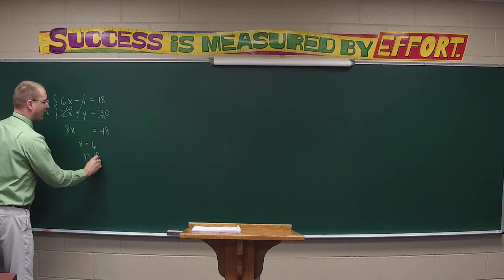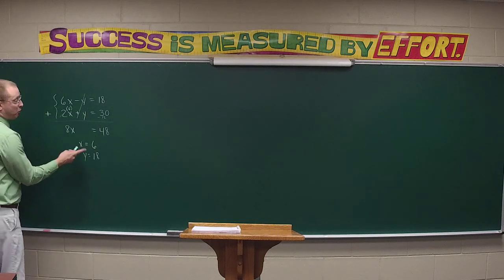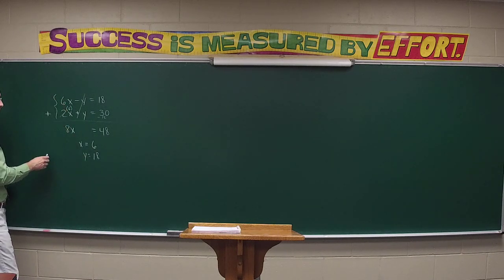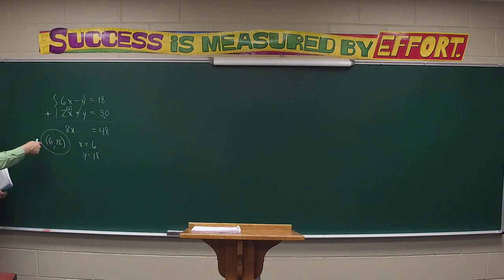Aren't you glad you didn't have to graph this? Because where would these two lines intersect, class? 6, 18. That's the point of intersection. But I did it all without graphing. Did a lot faster and didn't have to have a massive, large graph grid in order to get all the way out to 6, 18.